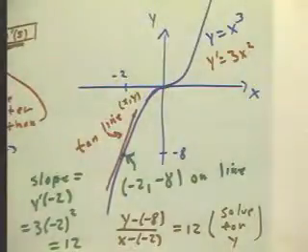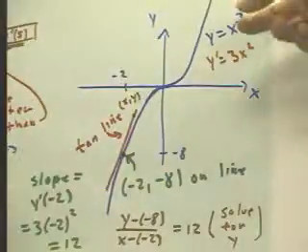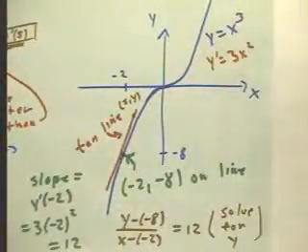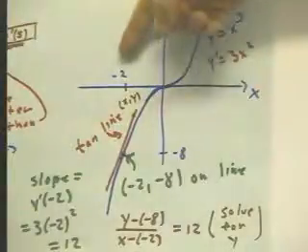A final test problem. We're asked to find the slope of the tangent line of the y equals x cubed function at the point where x equals -2.